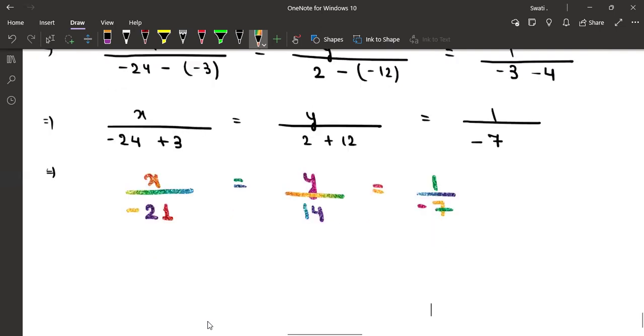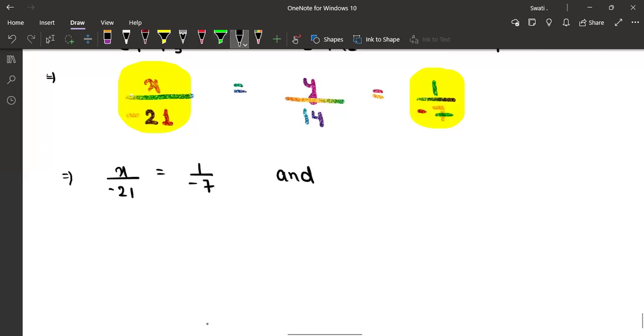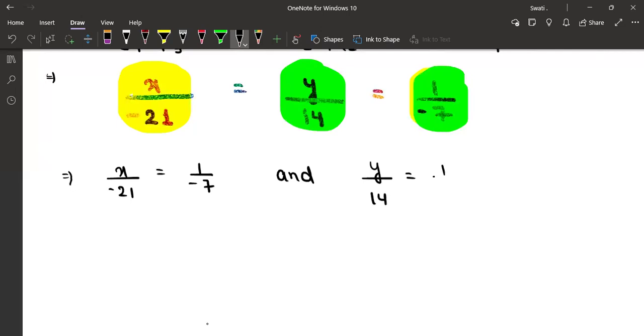Manya, after this, it's very simple. You can easily find the value of x and y by just writing this part equal to this part. So I'm writing: this implies x upon -21 is equal to 1 upon -7, and by equating this part to this part again. Manya, are you understanding? This is how we are going to find the value of x and y. So y by 14 is equal to 1 upon -7. You must be wondering why I did this, right?